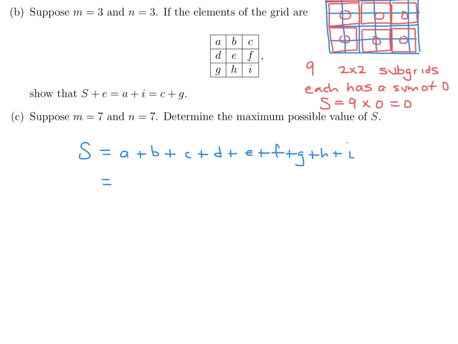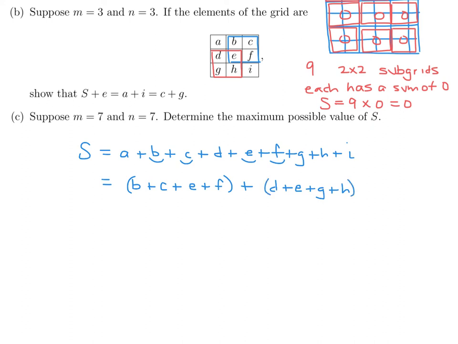So therefore, we can group these into 2x2 grids. The first grid that's sort of a 2x2 is this guy right here. So I'll group those, B plus C plus E plus F. So I've taken care of B, C, E, and F. The other 2x2 grid is going to be an overlap, D, E, G, H. And so let me put that in brackets. D plus E plus G plus H. Sorry, I think I said F before. Sorry, it's D, E, G, H.